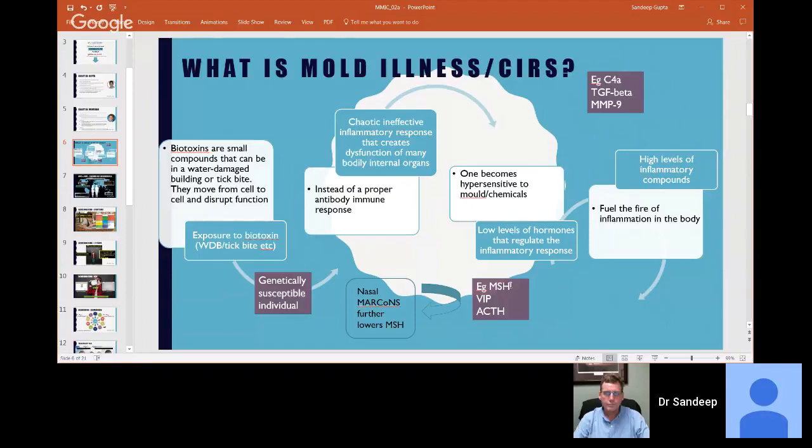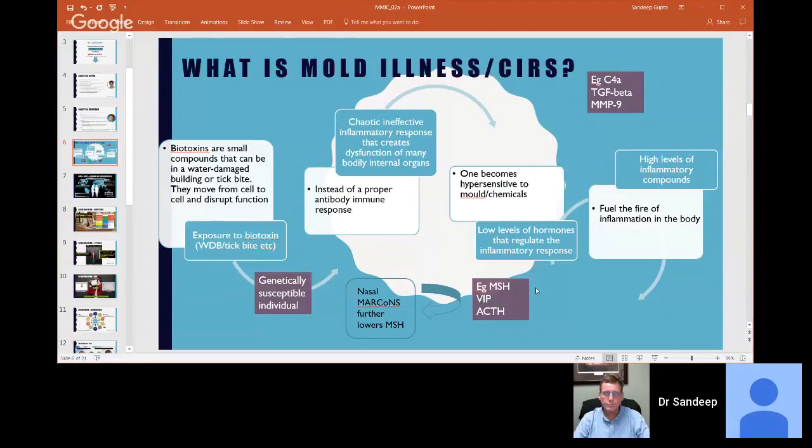As a result of these hormones going low, particularly MSH going low, we tend to get a special bug in many patients with CIRS that gets into the deep nasal passages, and that's called MARCoNS, spelled MARCoNS.